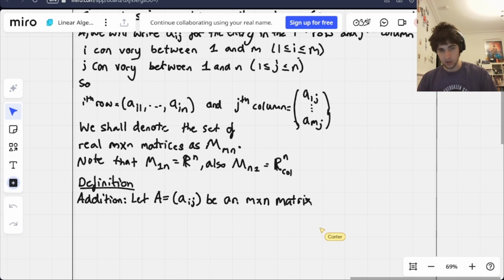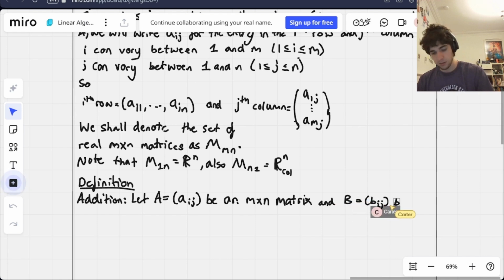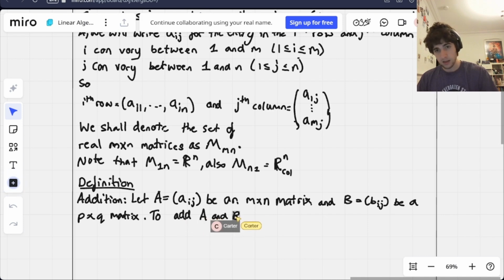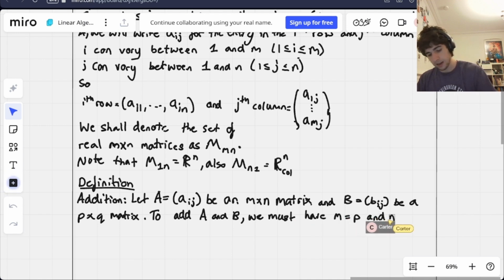Okay, and we're also going to let capital B equal Bij, so that's another matrix, a P by Q matrix. So P rows and Q columns, right? To add A and B, it turns out that we must have M equals P and N equals Q.